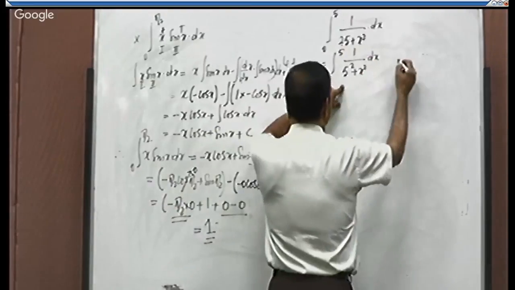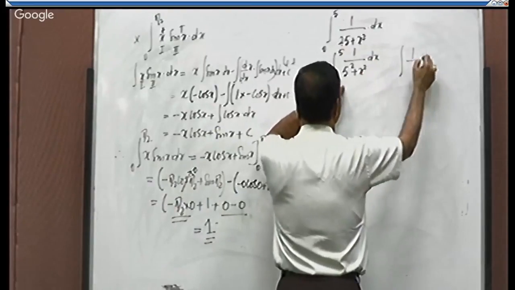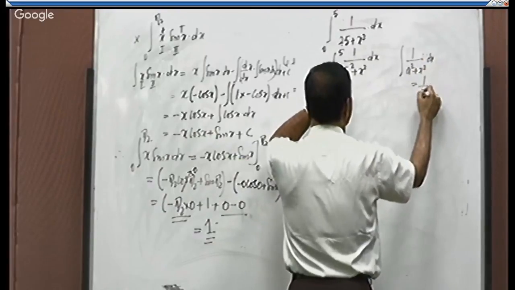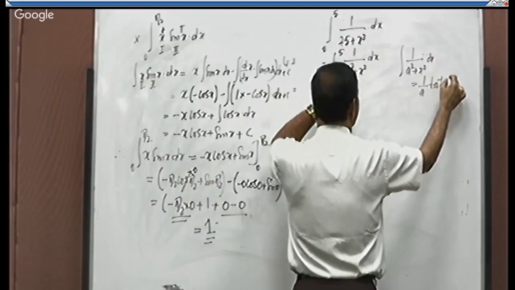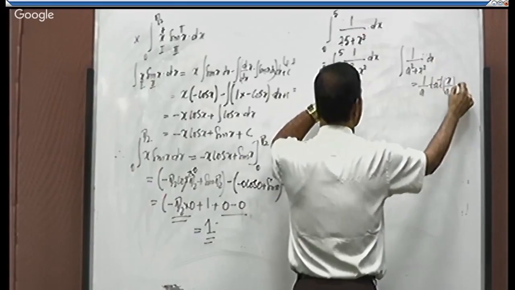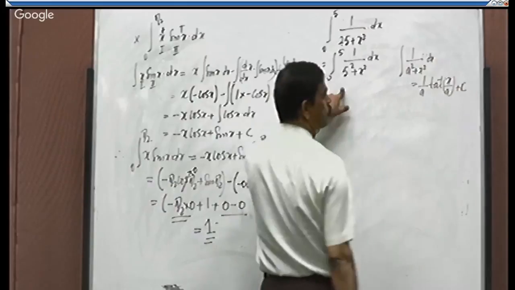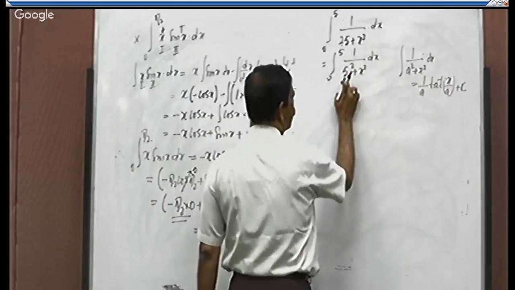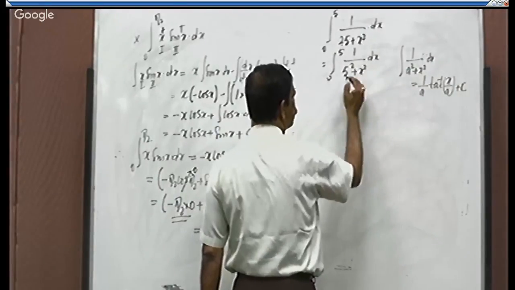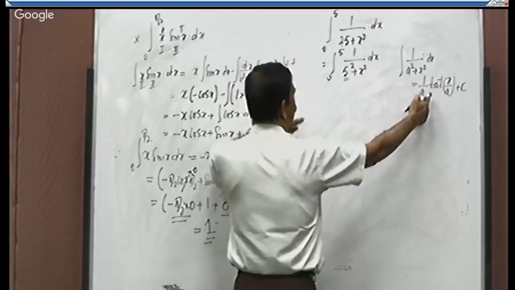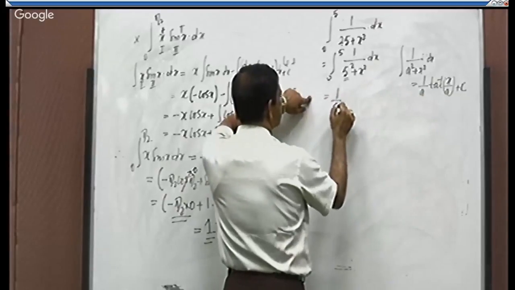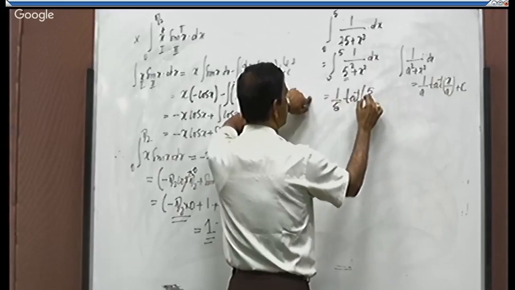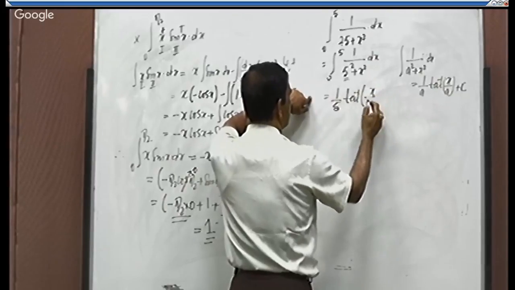See the integral. It is of what form? Integration of 1 by a square plus x square form. What is the answer for that? It is 1 by a into tan inverse of x divided by a. It is standard form, right? So according to that, is it not in the standard form? 1 divided by a square plus x square into dx. What is a? A is 5. Right, according to that, 1 by 5 into tan inverse of x by a. What is a? 5.